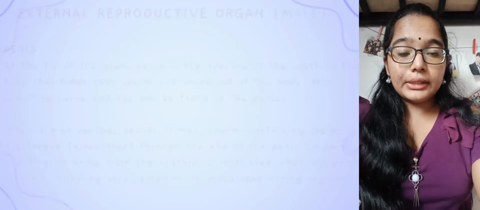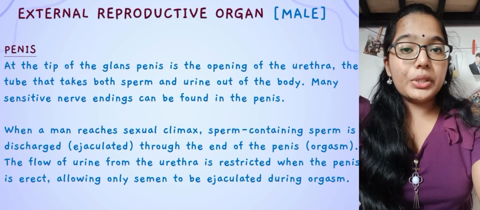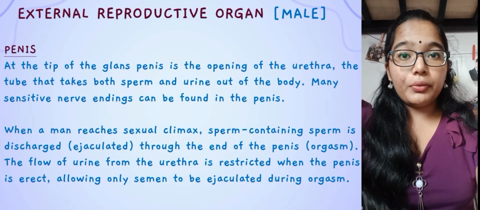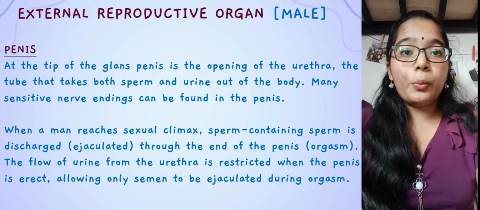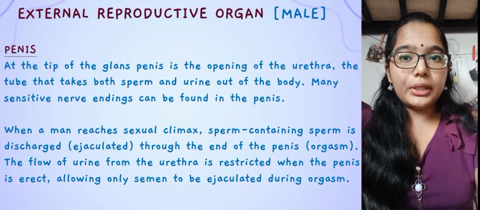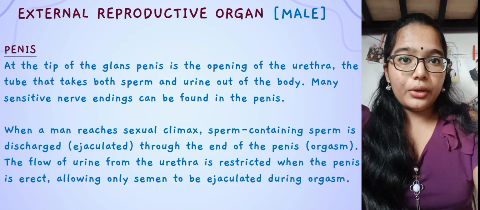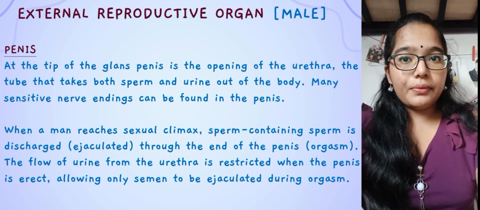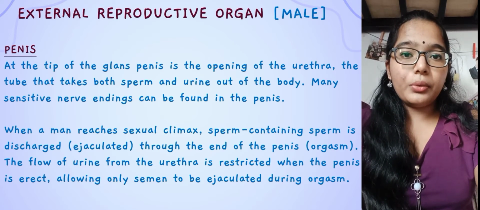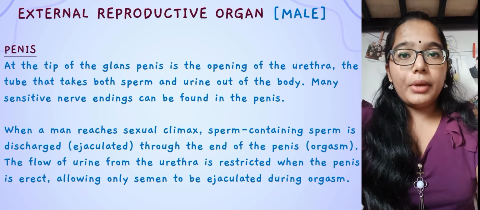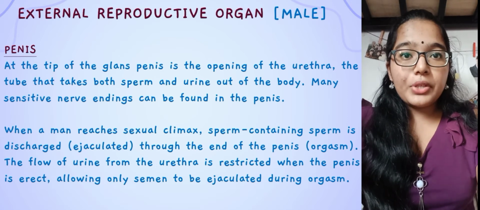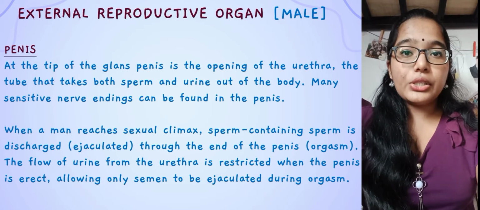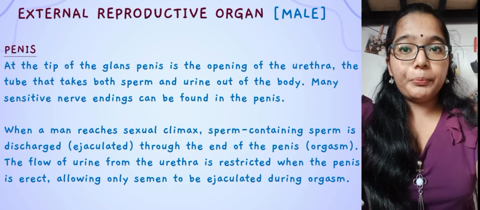For male, the external reproductive organ starts with the penis. At the tip of the glans penis is the opening of the urethra, the tube that takes both sperm and urine out of the body. Many sensitive nerve endings can be found in the penis. When a man reaches sexual climax, sperm-containing semen is discharged through the end of the penis.